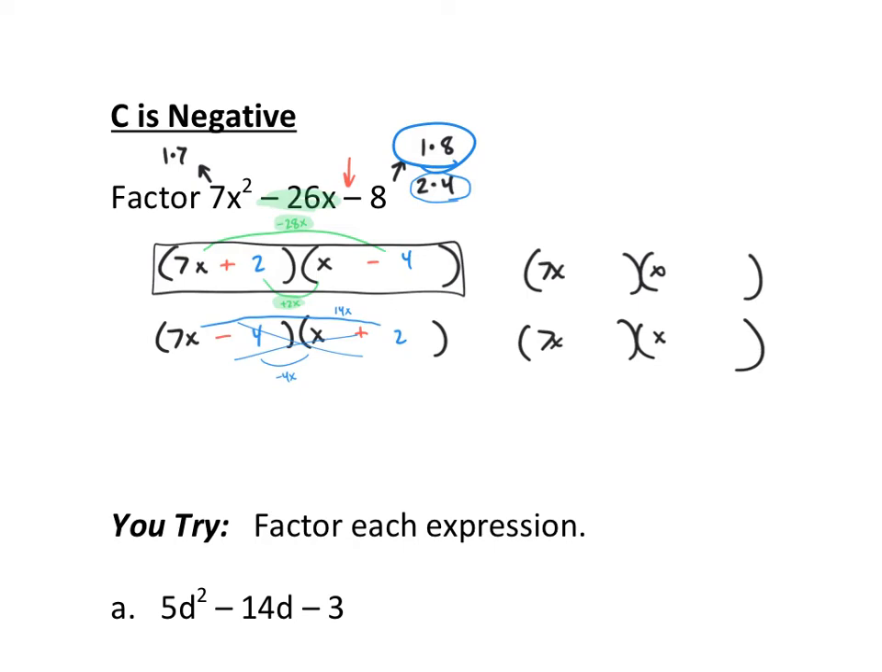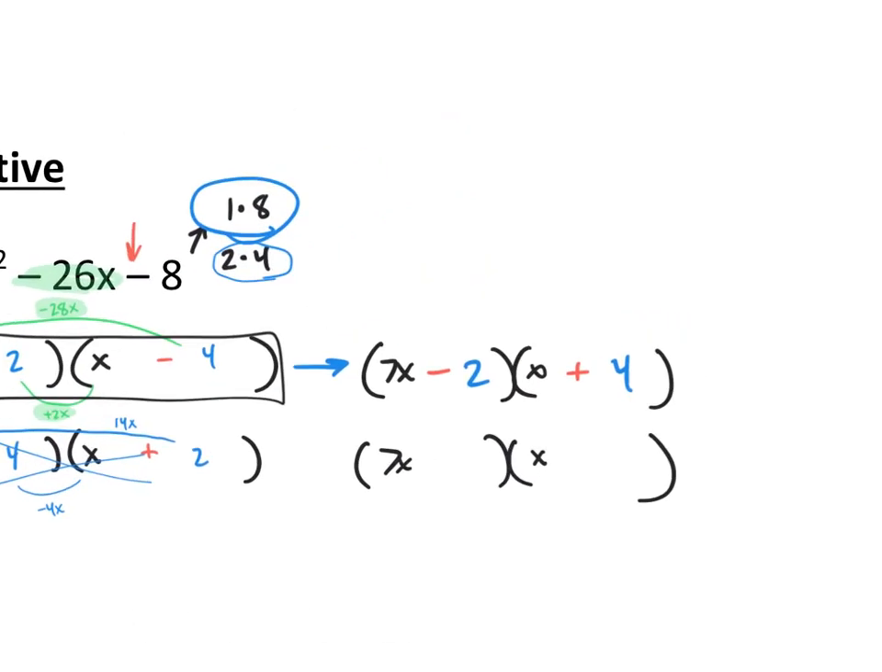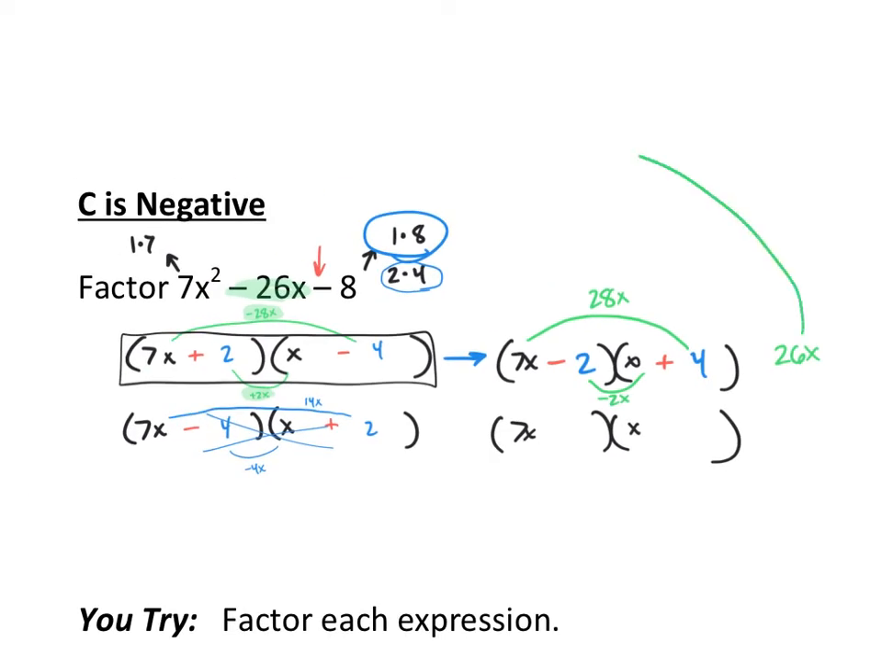Now, something that's important to note, if you would have done something like this, say you did negative and then positive in the 2 and the 4, so notice that the only difference is that I've swapped the positive and negative. Notice what happens. 7 times 4 is positive 28x. Then here I would get a minus 2x, which gives me a positive 26x. We were hoping for a negative 26x.